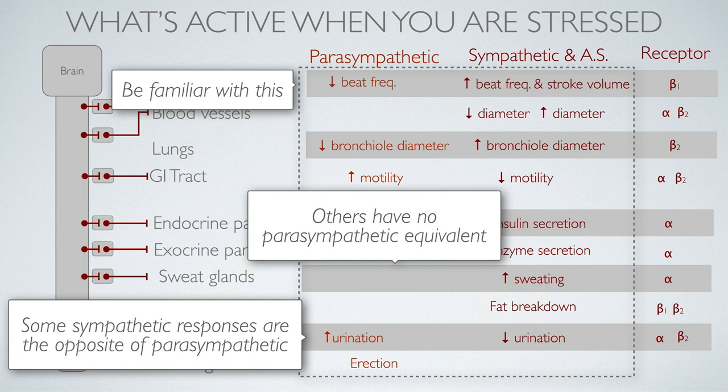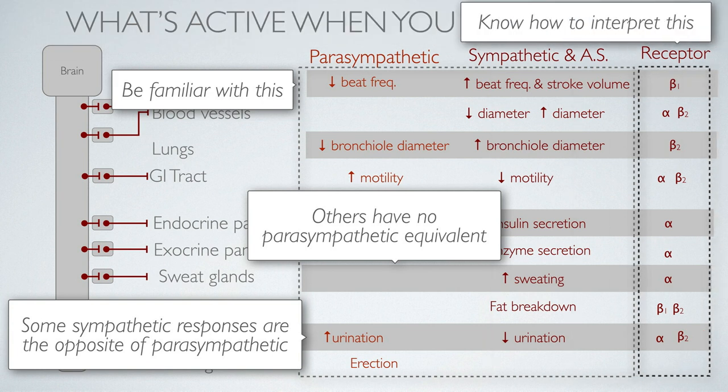And then finally, you want to be able to interpret the functional significance of these different types of receptors. Okay, that content was in the previous slide. So if we've got a beta 2, beta 1, or an alpha, what does that mean in terms of either epinephrine or norepinephrine sensitivity?